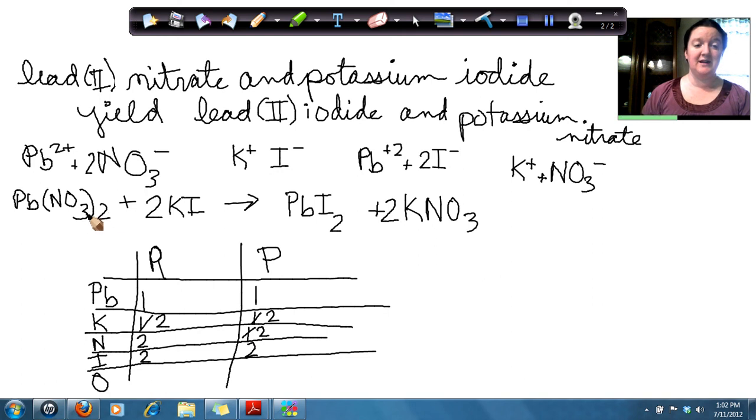Now let's look at our oxygens. On this side I have 2 times 3, because there are 3 oxygens in each nitrate ion. So that's going to give me 6. If I look at this side, I have 2 times 3 again, and that gives me 6. So now I have everything balanced with 1 lead 2 nitrate plus 2 potassium iodide equals 1 lead 2 iodide plus 2 potassium nitrate.